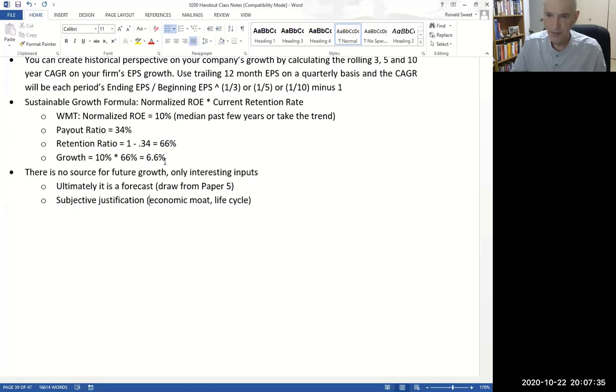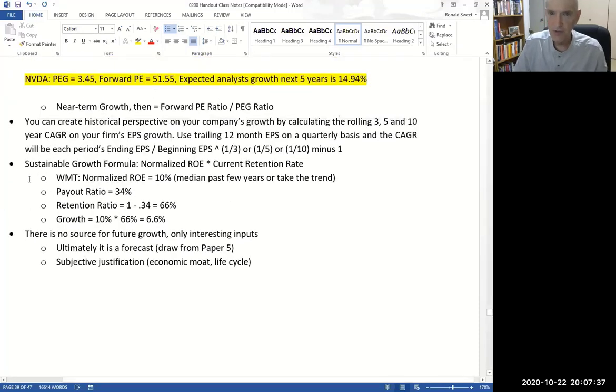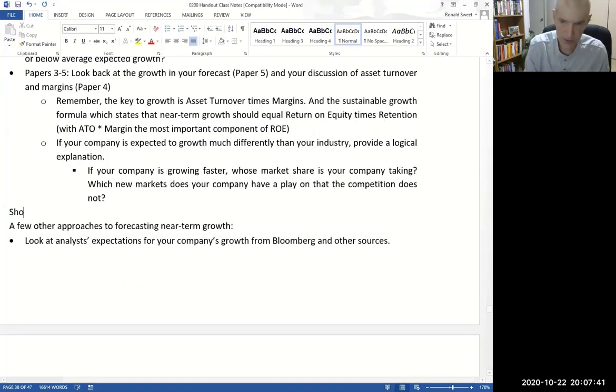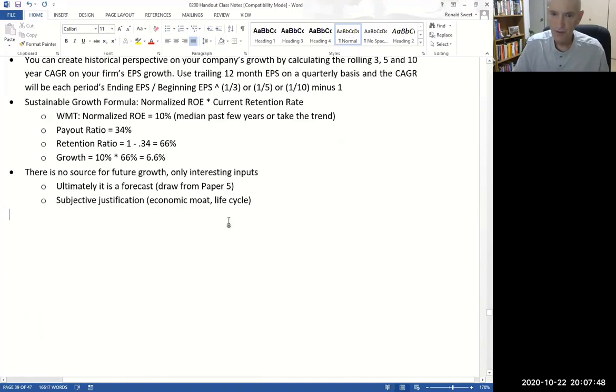So these are all approaches for the short-term growth. If you think about it, your long-term growth is going to be a function of economic growth. We talked about that when we did paper 6.